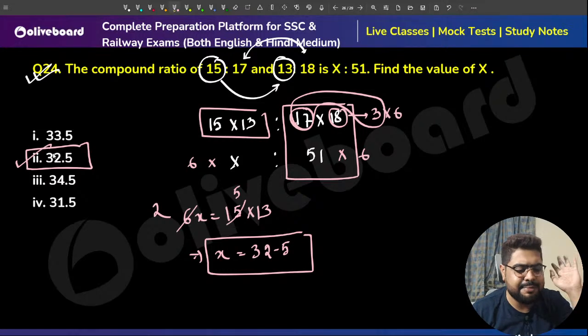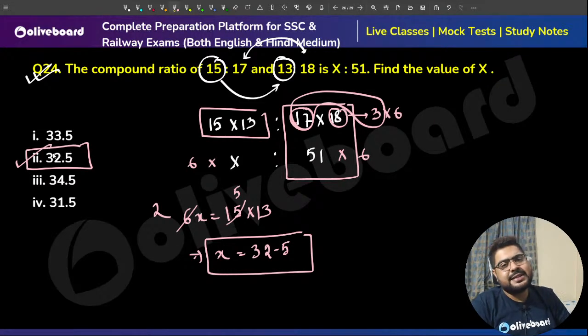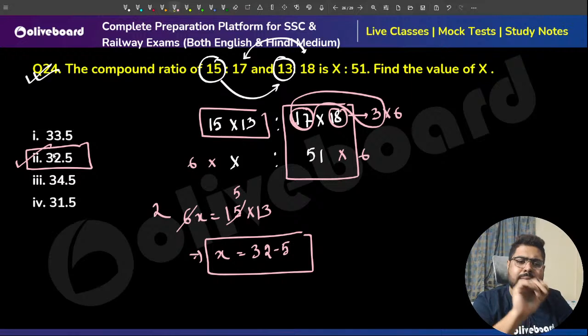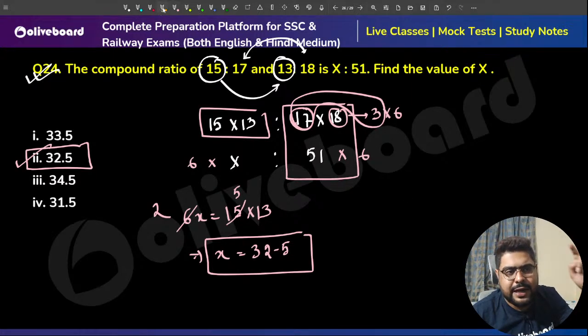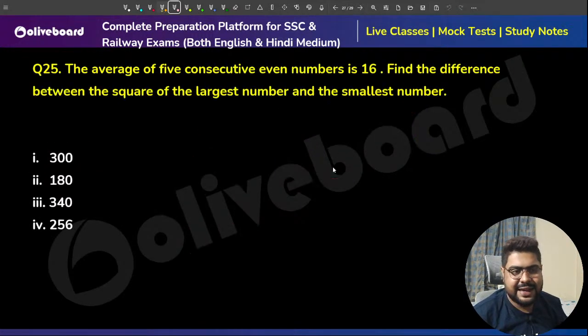Very, very simple question. Right, sir? 15 multiplied 30. You are getting my point? I'm just like what I've done, I've made this known side equal to each other, sir. Right?